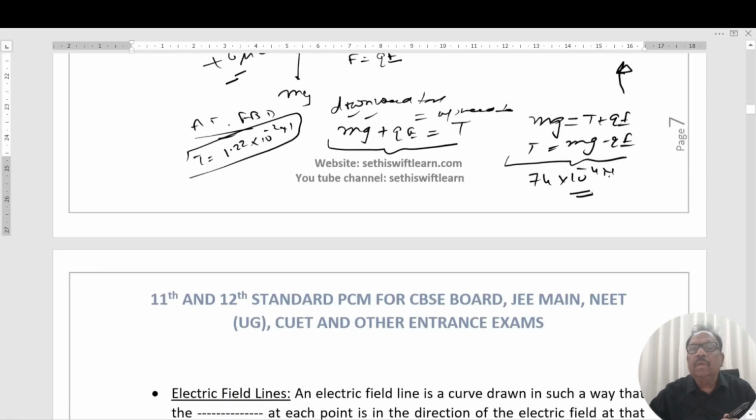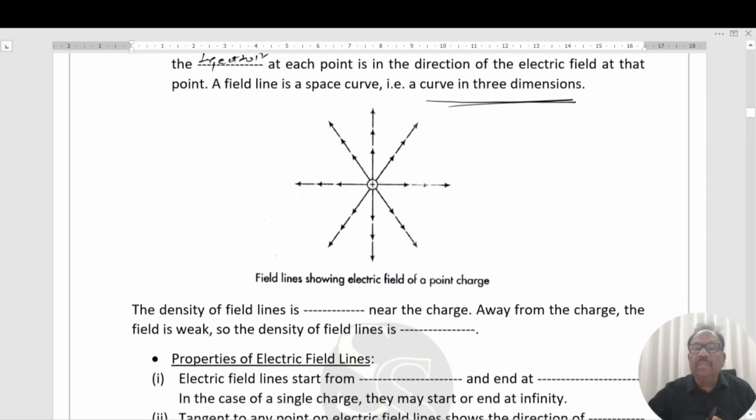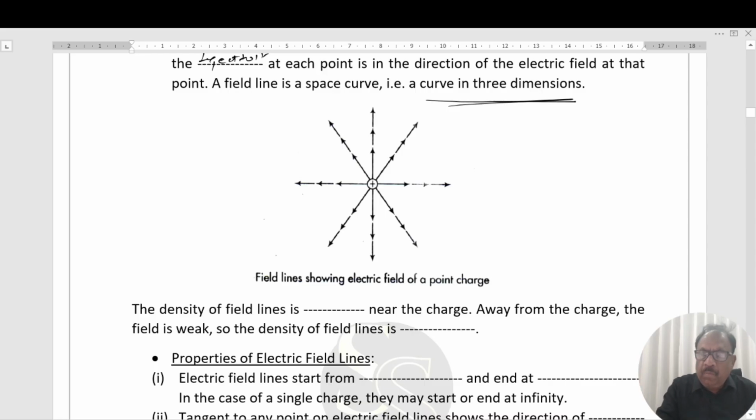Now, next, what are electric field lines? An electric field line is a curve in such a way that the tangent to it at any point is in the direction of the electric field at that point. In space, it is a curve in 3 dimensions, right? The density of lines is more near the charge, and away from the charge the field is weak, so the density of field lines is less, right?